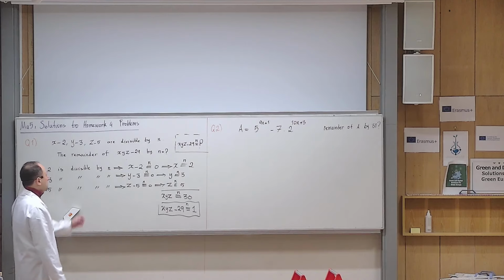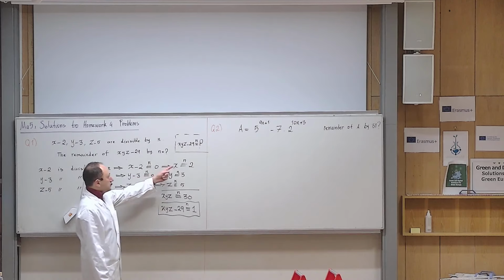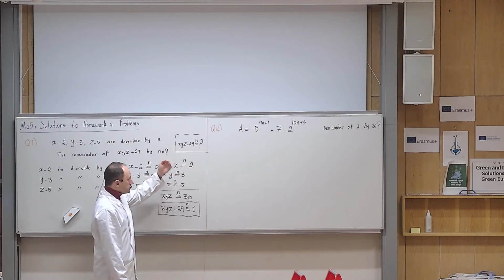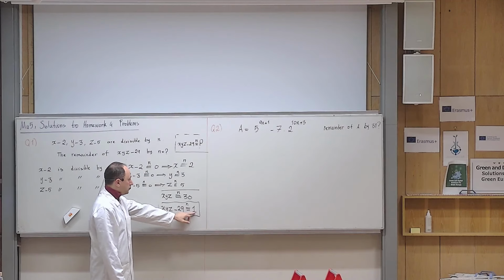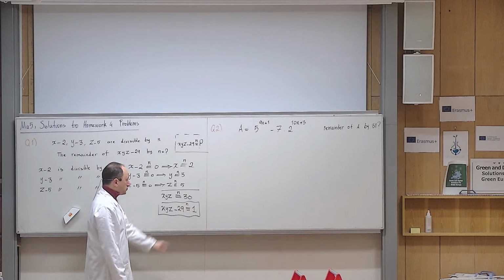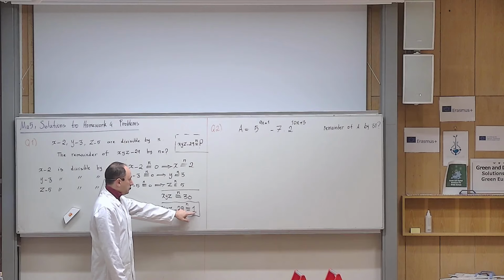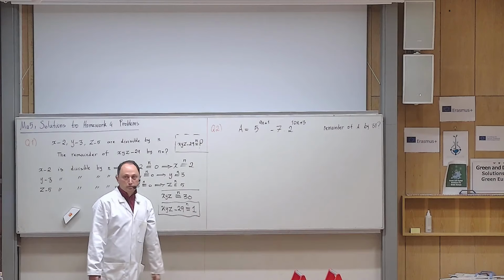Because I told you that when you have congruency, this n module starts from at least 2. So it is guaranteed that this number 1 is definitely positive and of course less than n. So it can be called the remainder of this one by n. So the answer to this problem is simply 1.